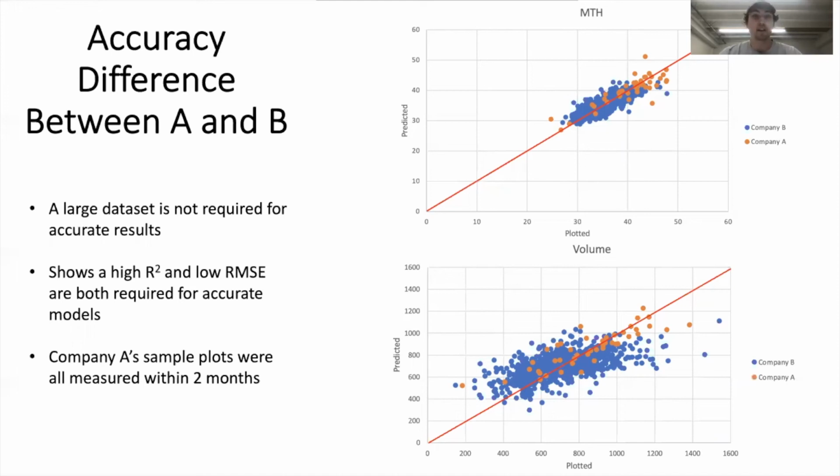So this shows that a large data set is not required for accurate results. It shows that a high R squared and low RMSE are both required for accurate models. And company A's sample plots were all measured within 2 months. So this provides some consistency, likely increasing the accuracy of those models.